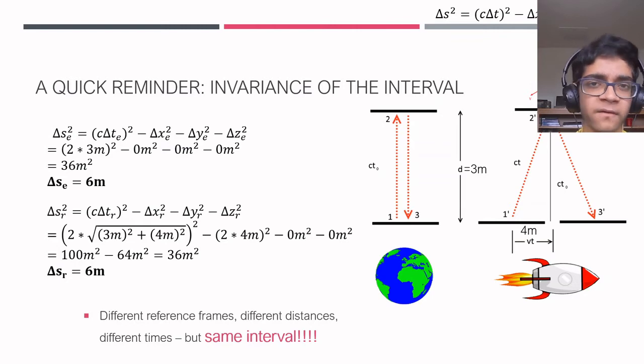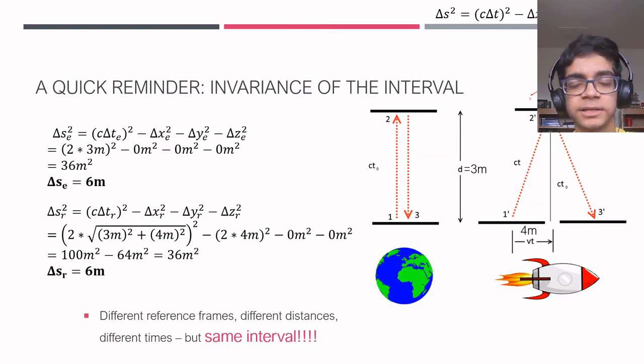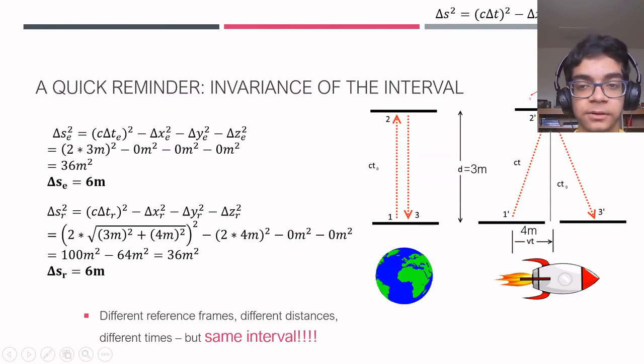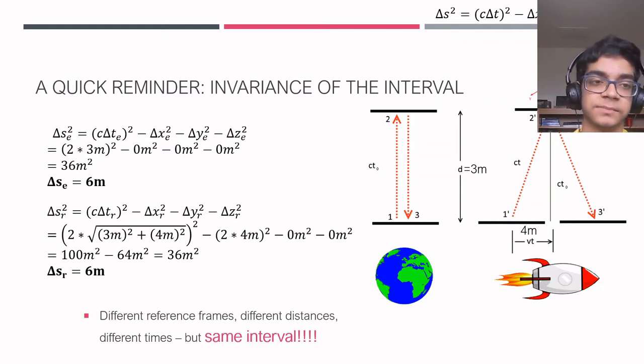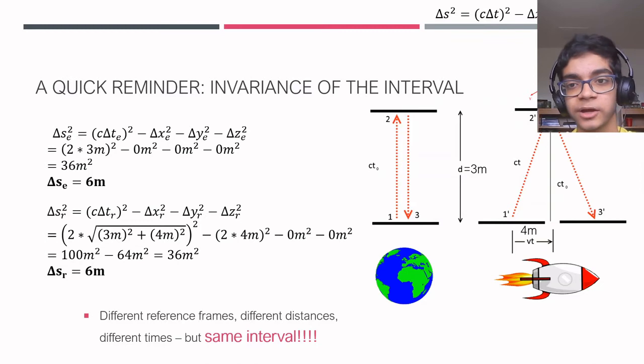Well, first off, the Earth and rocket ship are in 2 completely different reference frames. The rocket ship is moving, the Earth is not, the Earth is presumably at a different place than the rocket ship, and so on. Likewise, light travels different distances in each frame. In the Earth frame, light travels 6 meters, in the rocket ship frame, light travels 10 meters. And the light also takes a different amount of time to travel. In the Earth frame, light takes 6 meters divided by c seconds to travel, but in the rocket ship frame, it takes 10 meters divided by c seconds to travel.